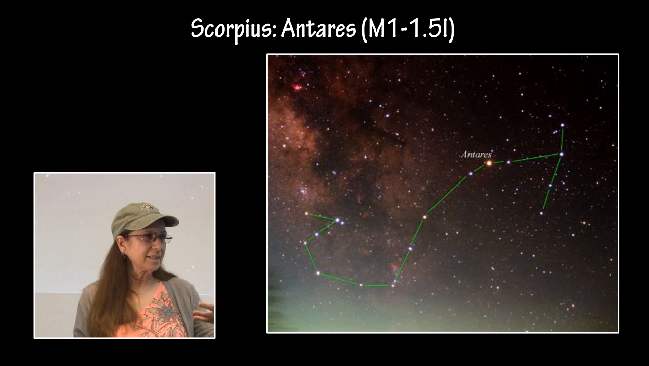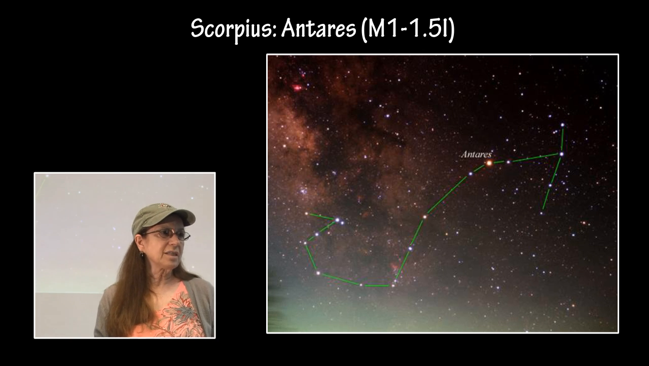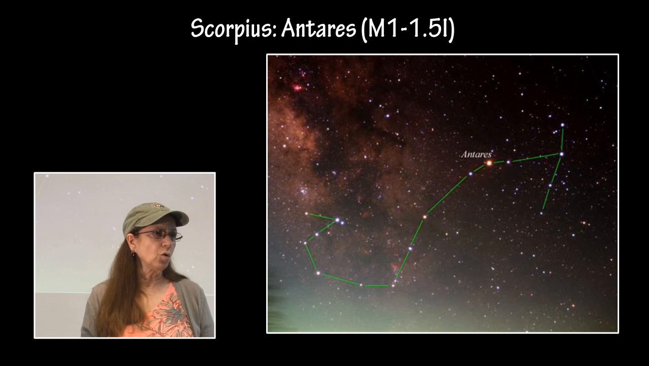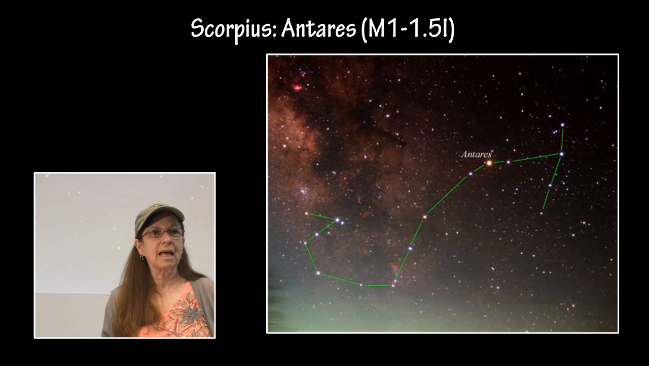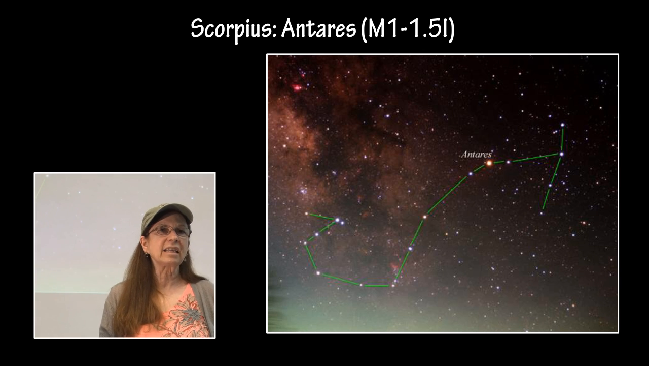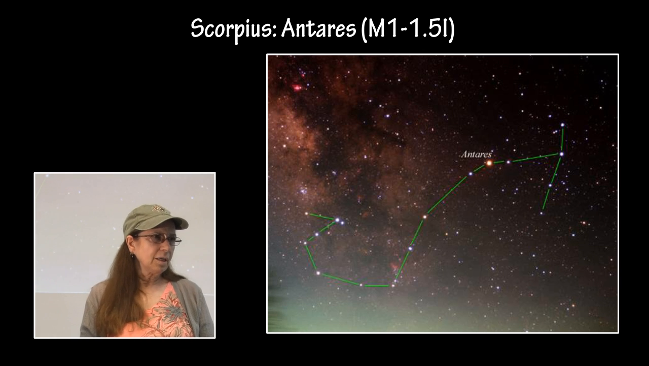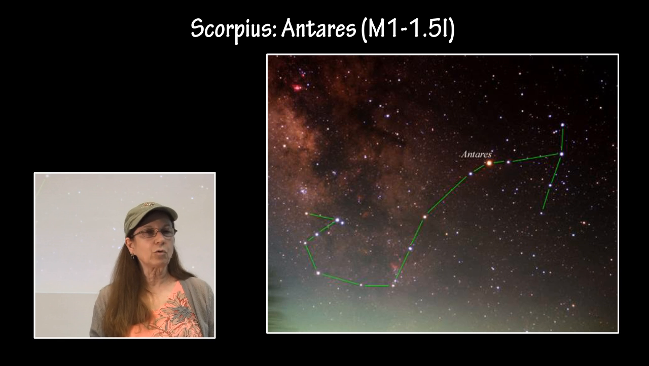Scorpius, the constellation Scorpius, has Antares, the heart of the Scorpion. You can see it's an M-class star, so it's very cool. You can see it's luminosity class 1. So that tells you we have a very highly evolved star, left the main sequence a long time ago, and is getting towards the end of its lifespan.